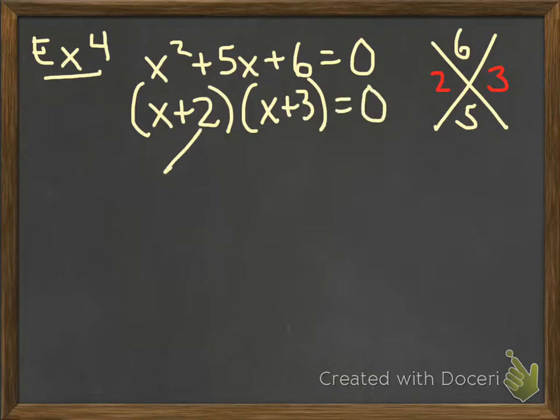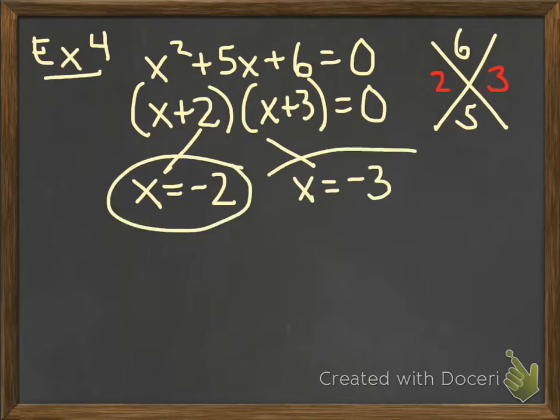And my two answers are, you should now be able to do these in your head. X equals negative 2 because negative 2 plus 2 is 0. And x equals negative 3. That's because negative 3 plus 3 is 0. So these are your two answers.